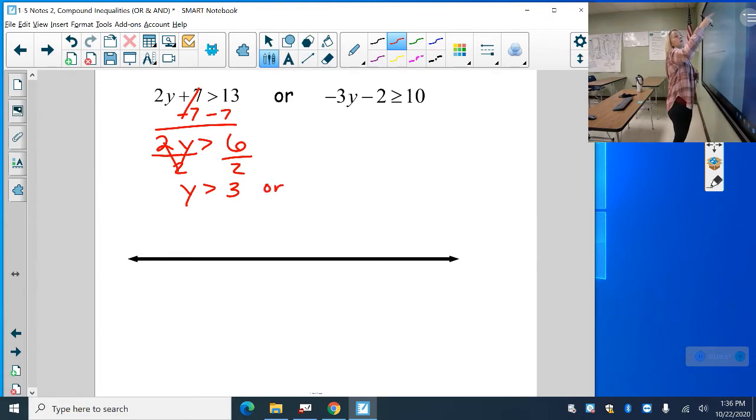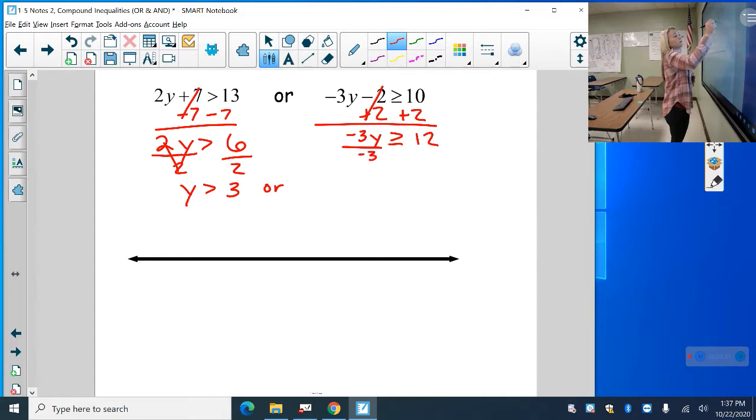Or plus 2. So I have -3y is greater than or equal to 12. Divide by -3. Don't forget, when you divide an inequality by a negative number, you must flip the sign. That is always true. So I have y is less than or equal to -4, or y is greater than 3.